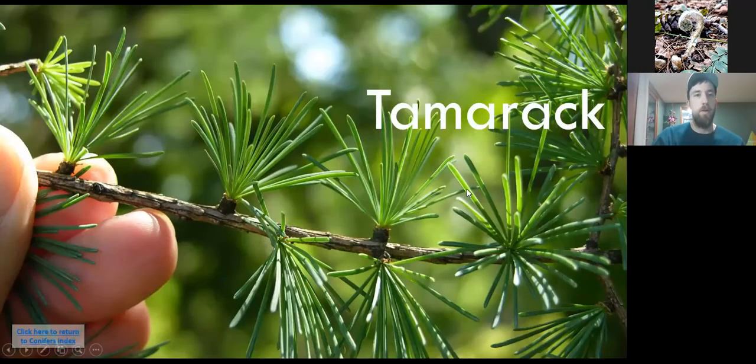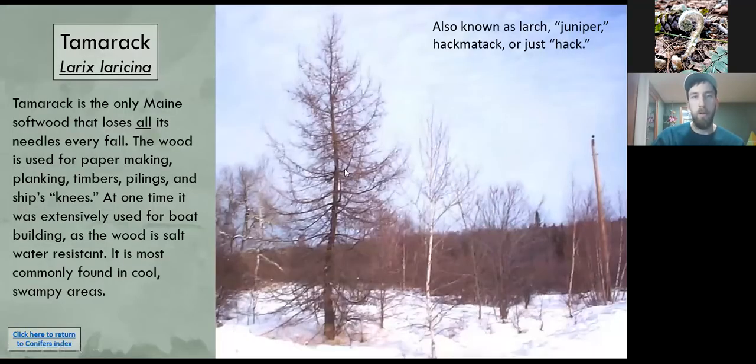Okay, so here's sort of the funny tree here in the group. So tamarack or larch is a native tree to Maine. It's unusual in the sense that it's a conifer, but it's deciduous. So each fall, you look in the picture, its needles turn a bright golden yellow and fall off just like all of our native hardwoods.